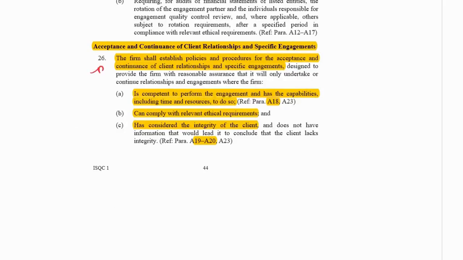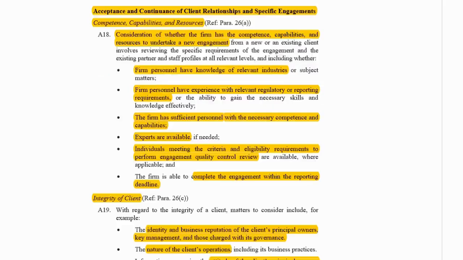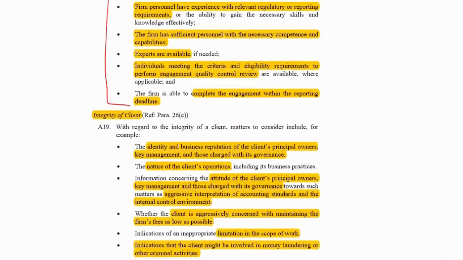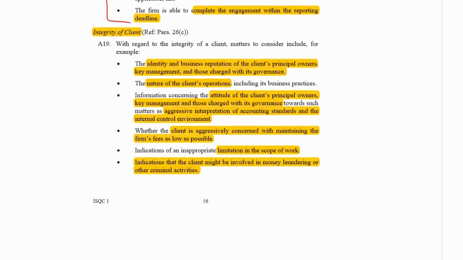And then paragraph 26, your acceptance and continuance. What you need to do as a firm before you consider is look at your resources to make sure they're capable, that they have enough time to perform this engagement and are competent. There's some examples of what I should consider. Can they comply with the ethical requirements? And has the client's integrity been considered once again there? These all are included in ISA 220. There are all the requirements for how we determine if our staff are competent and capable, and to determine if the client is lacking integrity.